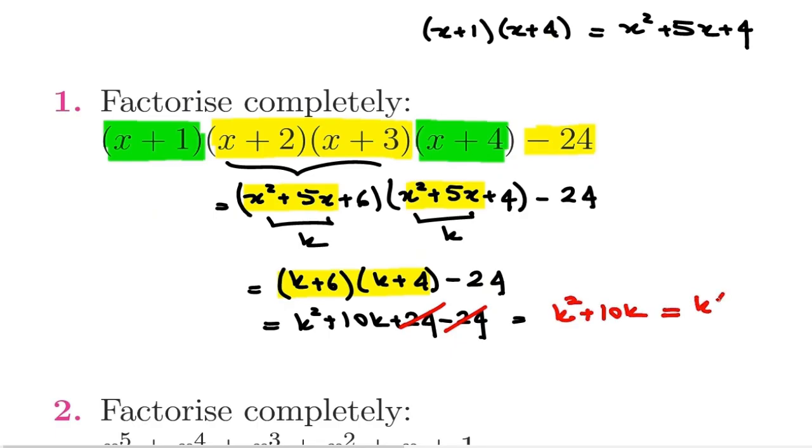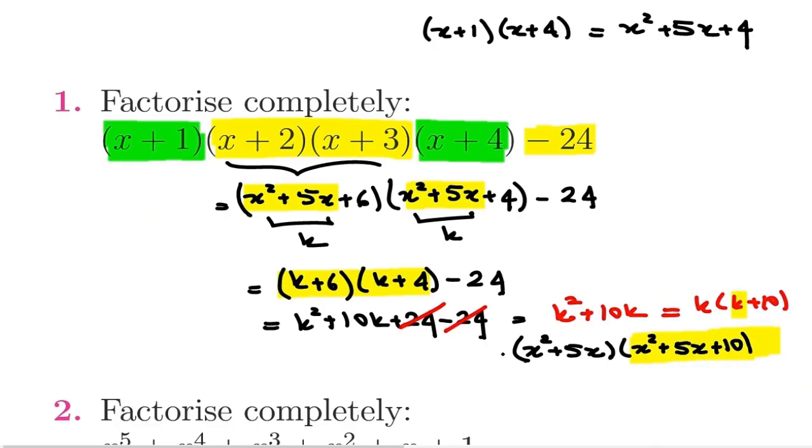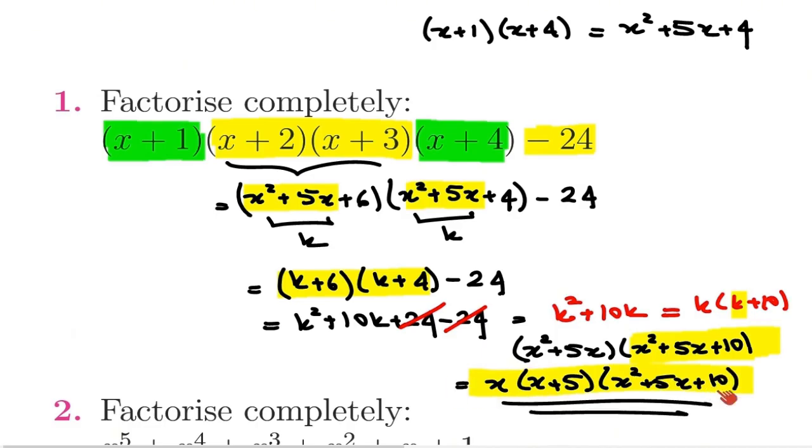This also means k times open parenthesis k plus 10 close parenthesis. What we called k was x squared plus 5x. Let's write x squared plus 5x for k, and for this k here, again, x squared plus 5x plus 10. We can't factor this one any further, but we can write the first as x times open parenthesis x plus 5 close parenthesis. So x times (x plus 5) times (x squared plus 5x plus 10). This is our answer. I think it was nice.